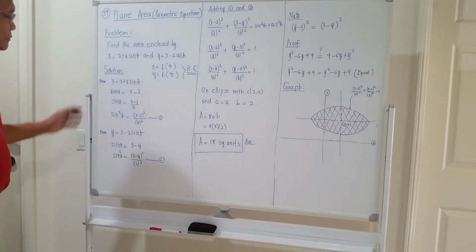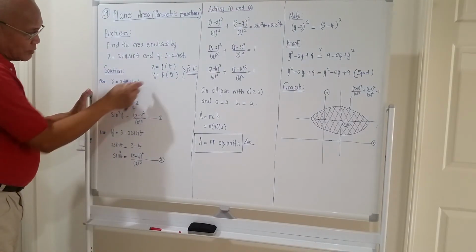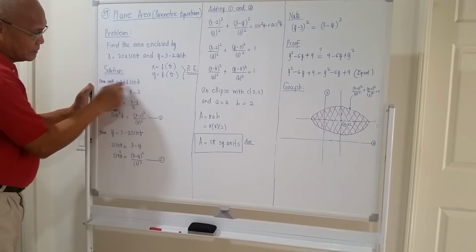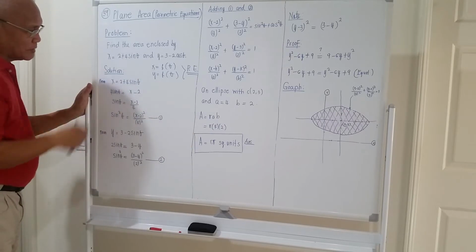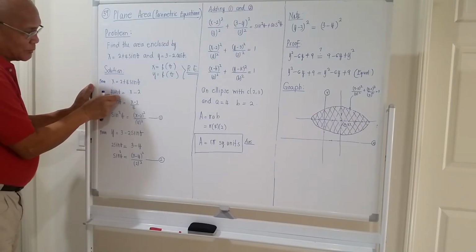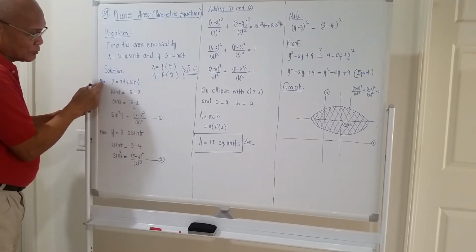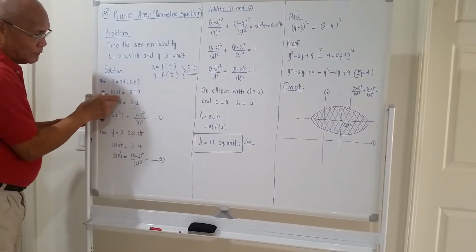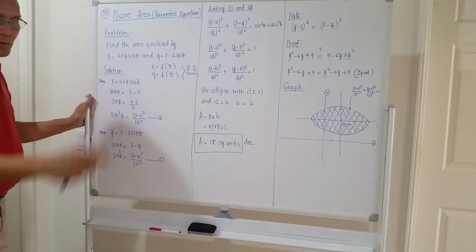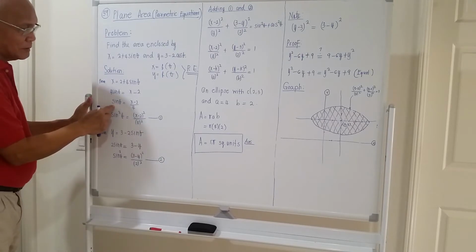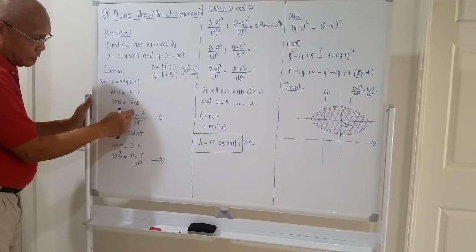Okay, let's proceed. From x equal to 2 plus 4 sine of theta. We are given this, right? Solving for sine of theta from this, 4 sine of theta will be equal to x minus 2. We transpose the 2 to the other side and rearrange. 4 sine of theta will be equal to x minus 2. Dividing both sides by 4, sine of theta will be x minus 2 all over 4.